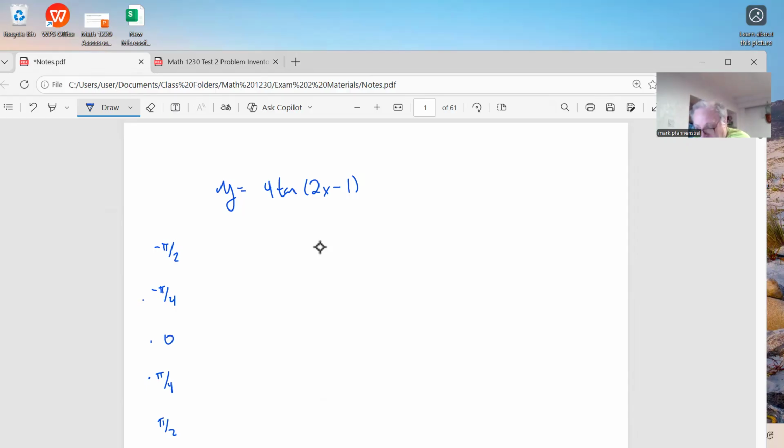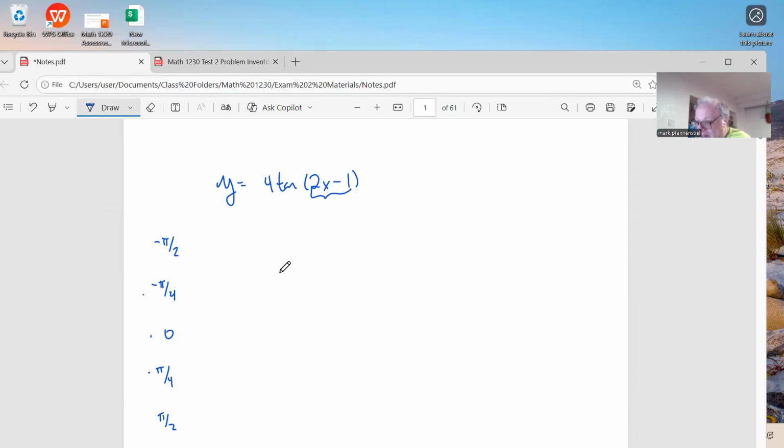Now, the negative pi over 2 and the positive pi over 2 are my asymptotes. Plugging those numbers into the calculator is not going to give me a nice number; it's going to give me undefined. So I need to adjust this. I need to find x's so that when x is this number, this whole argument is a value that I'd be interested in.